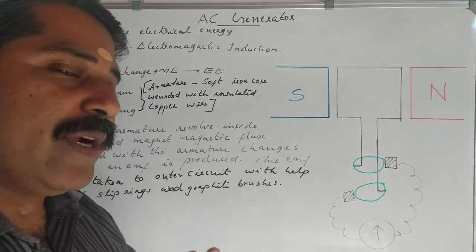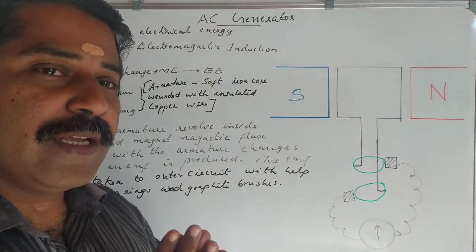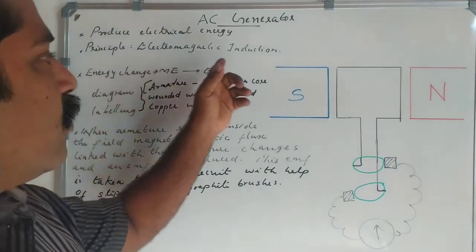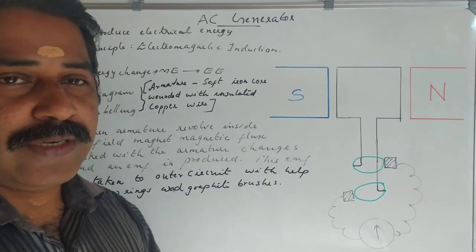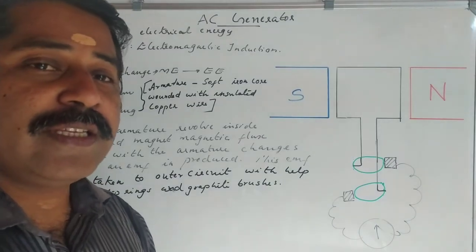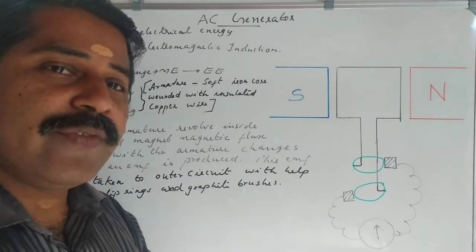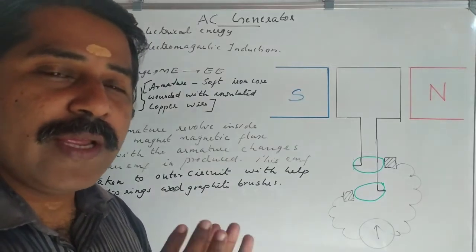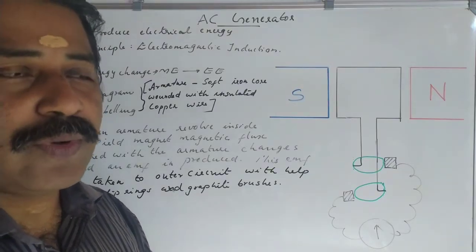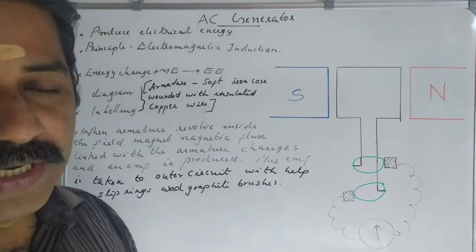Then what is the principle of the AC generator? The principle of the AC generator is electromagnetic induction. What is electromagnetic induction? Whenever there is a change in the magnetic flux linked with a coil, an EMF will be induced in it. So that is the basic principle of the AC generator.